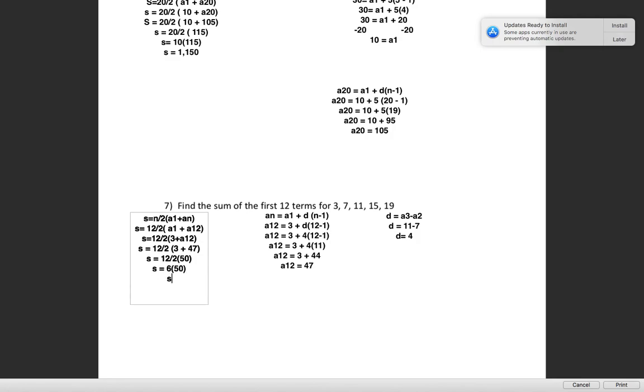So then the sum is equal to 300. I just double checked my calculator. So yeah, 300. And there we go.